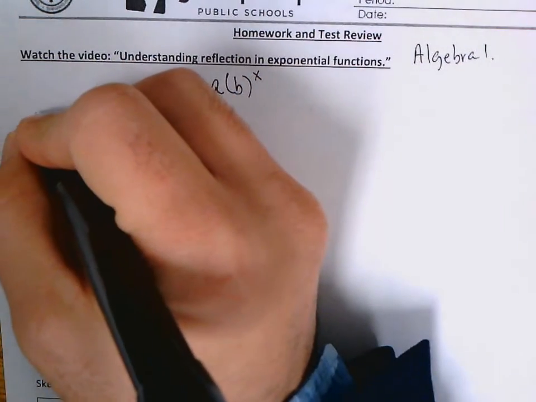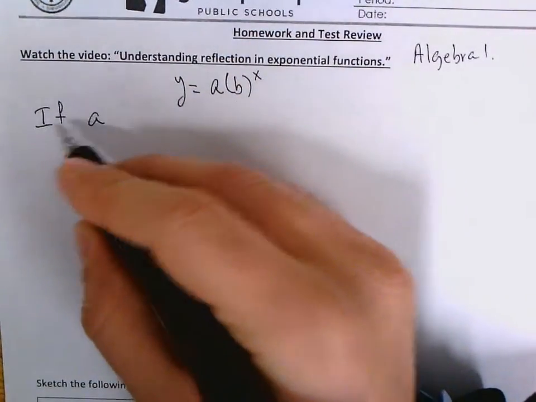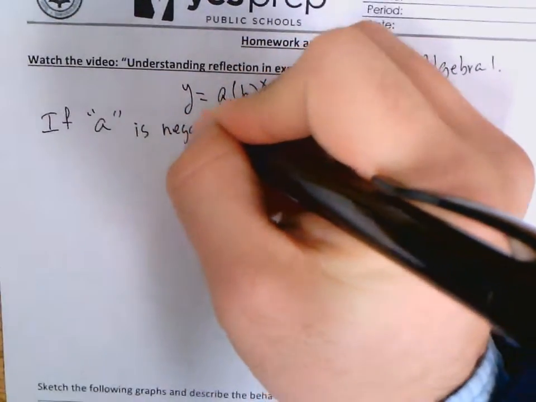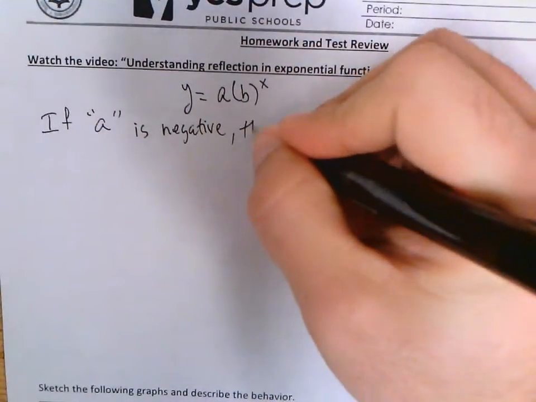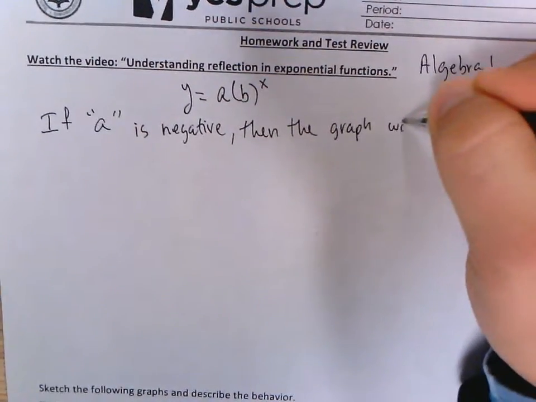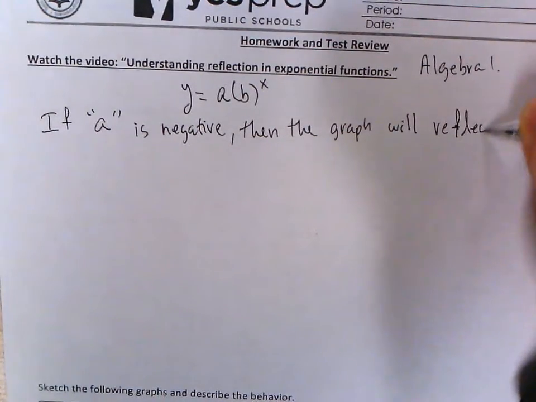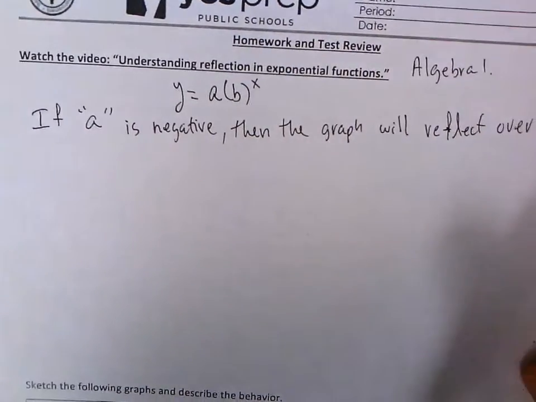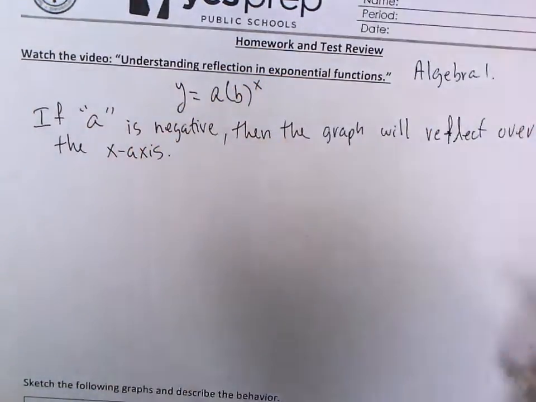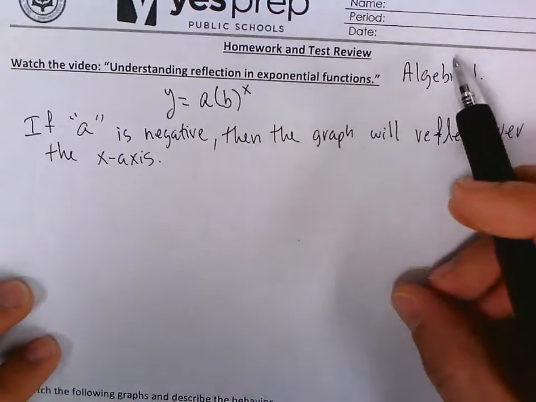Remember that a is the y-intercept. So if a is negative, then the graph will reflect over the x-axis. So if the value of a is negative, then the graph will reflect over the x-axis. And let me give you two examples.